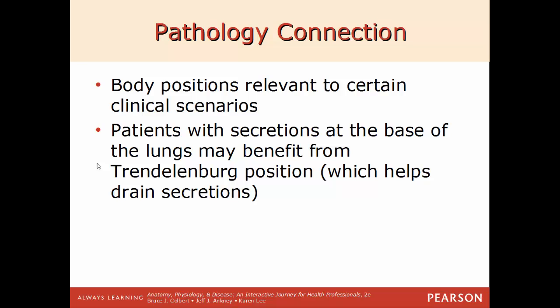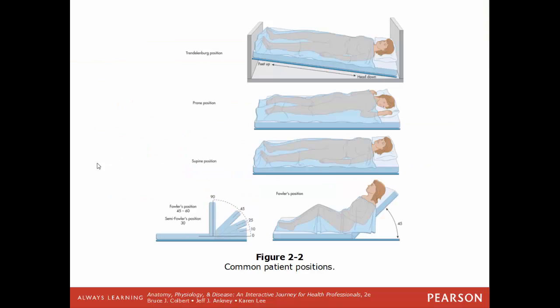A good example of that would be patients with secretions at the base of the lungs. If you're trying to evaluate this or treat this, you would much prefer to have your patient in the Trendelenburg position. Having the feet elevated and the chest not is to help drain those secretions out of the base of the lungs. If they were in, say, this position here, in Fowler's, all those secretions would remain at the base of the lungs. They wouldn't go anywhere. But if you were in the Trendelenburg position, all secretions would head upward toward the mouth.